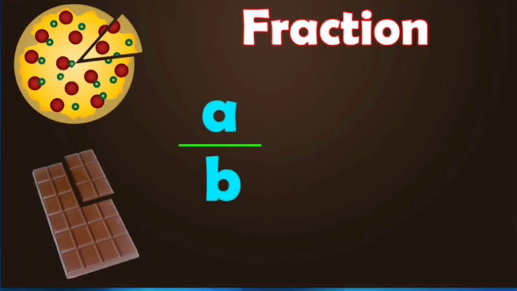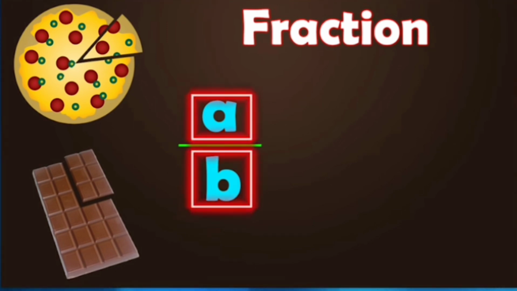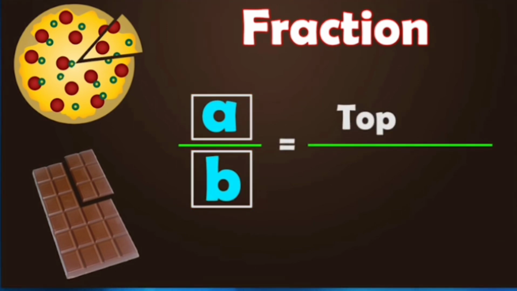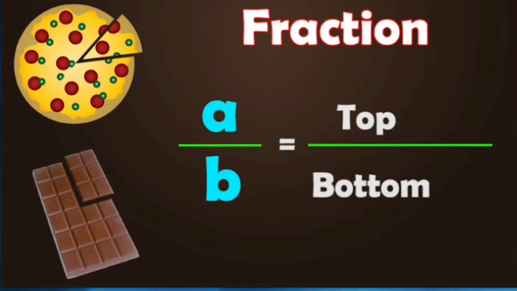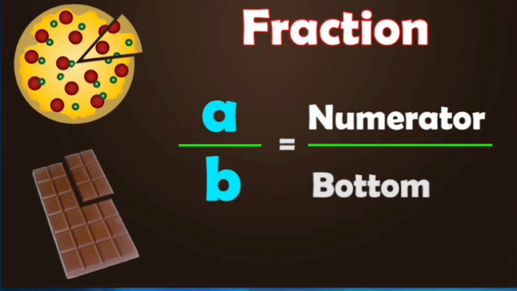A fraction, to a layman, is just some part or a piece of something. The numbers of the form a by b are called fractions. Let's learn something more about fractions. As we can see, a fraction has 2 parts, one top part and one bottom part. The top part is known as numerator and the bottom part is called denominator.